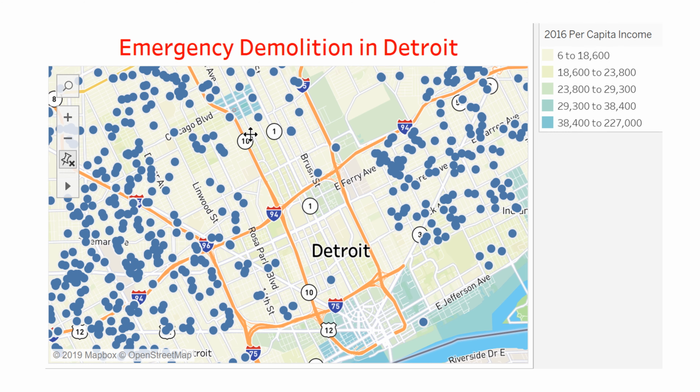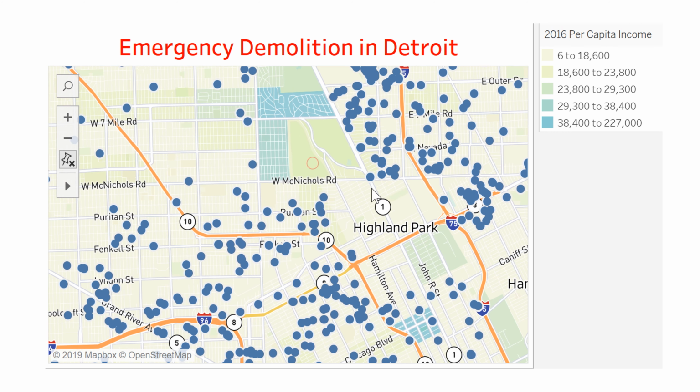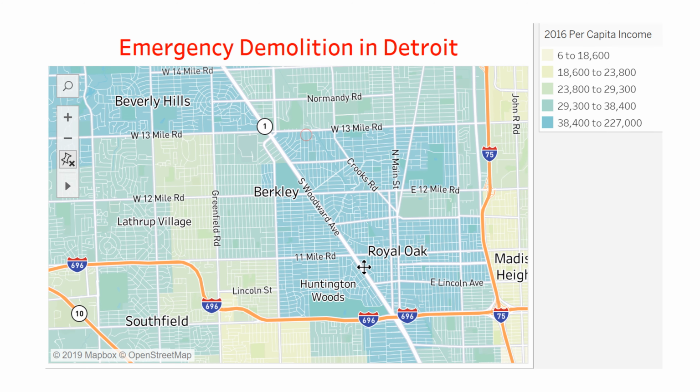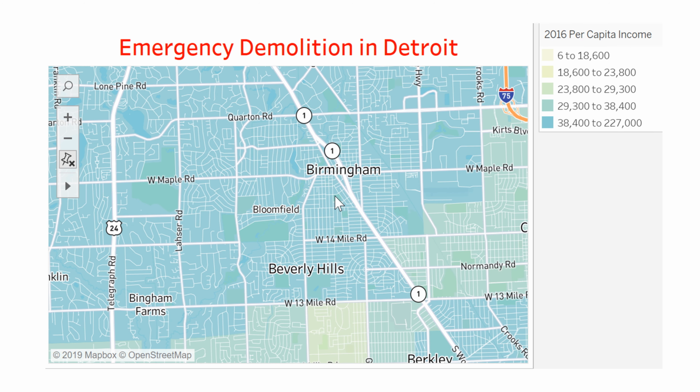You can see as well, as you go more to the north, you have areas of darker green like Ferndale, that is richer, like Royal Oak, and you go to Birmingham.